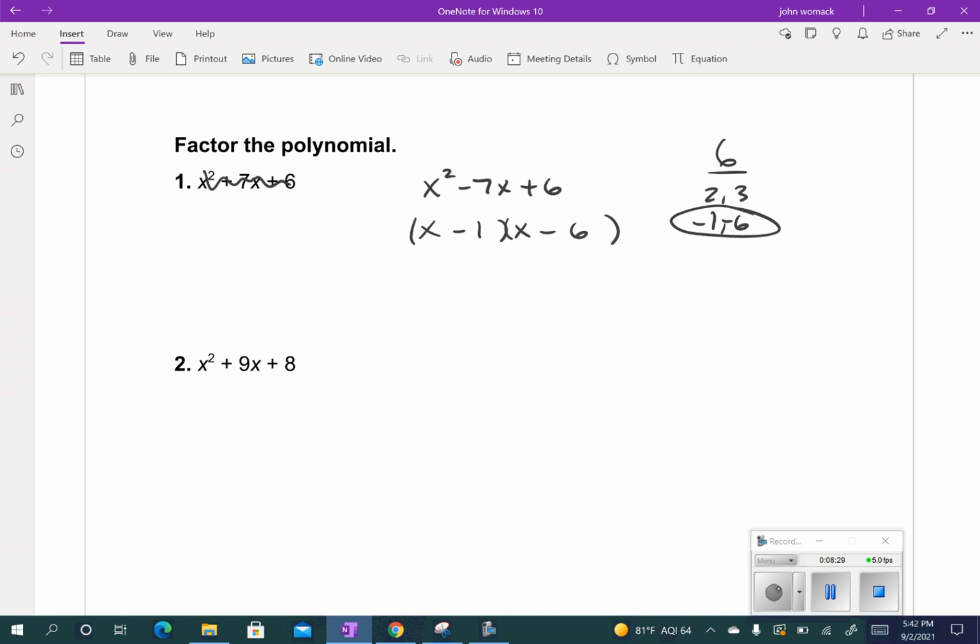Just check it out. There's my x squared, times the x by minus 6, minus 6x, minus 1x, plus 6. And those two right there, when I combine them, I get to my minus 7. Okay, I want you guys to try this one. So pause the video, factor this: x squared plus 9x plus 8.